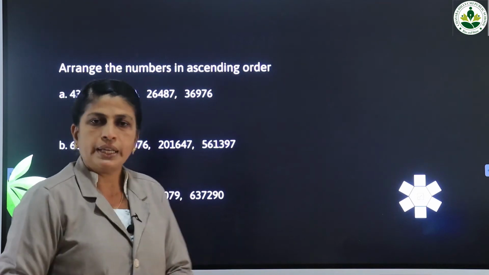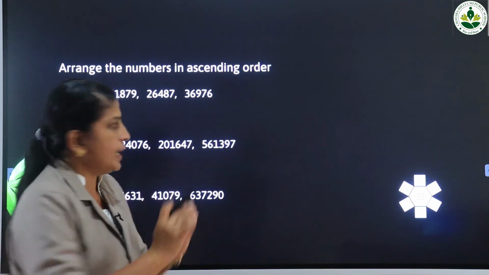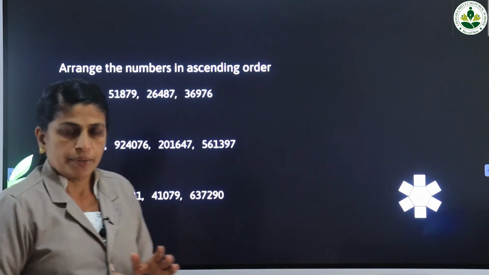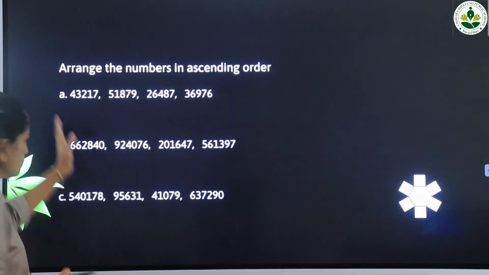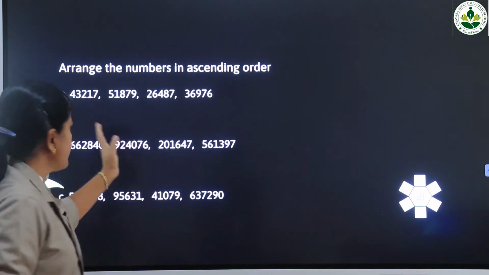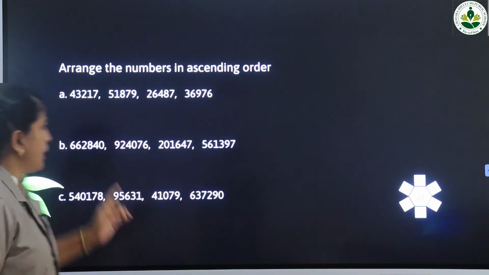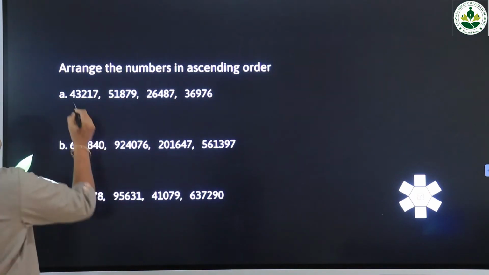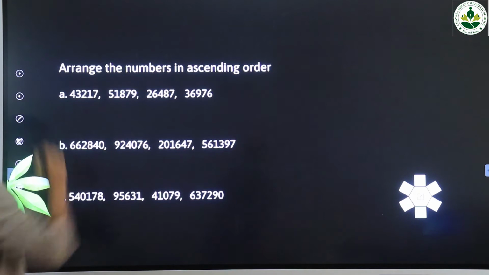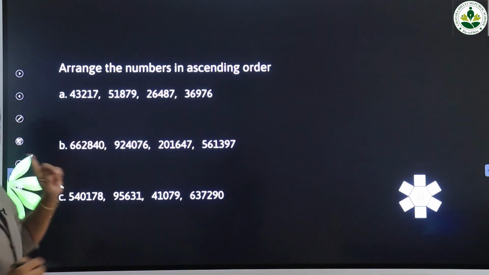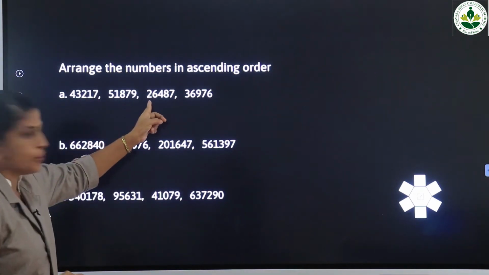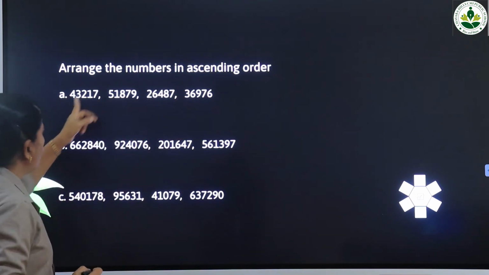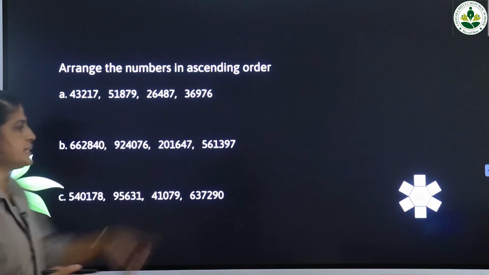Okay, same number of digits. Then start comparing the digits in each number. Start comparing the leftmost place digit in each number. The leftmost place digit in the first number is 4, in the second number it is 5, in the third number it is 2, and in the fourth number it is 3. Therefore, 4, 5, 2 or 3, which is the smaller number?